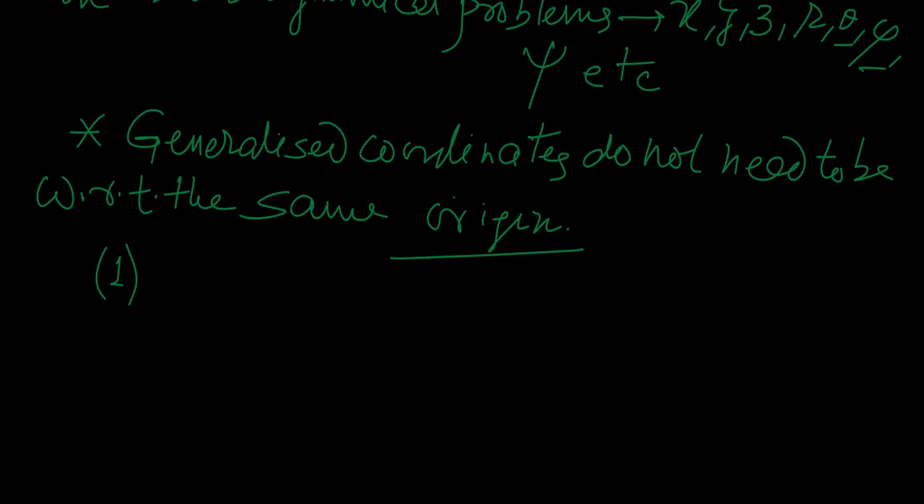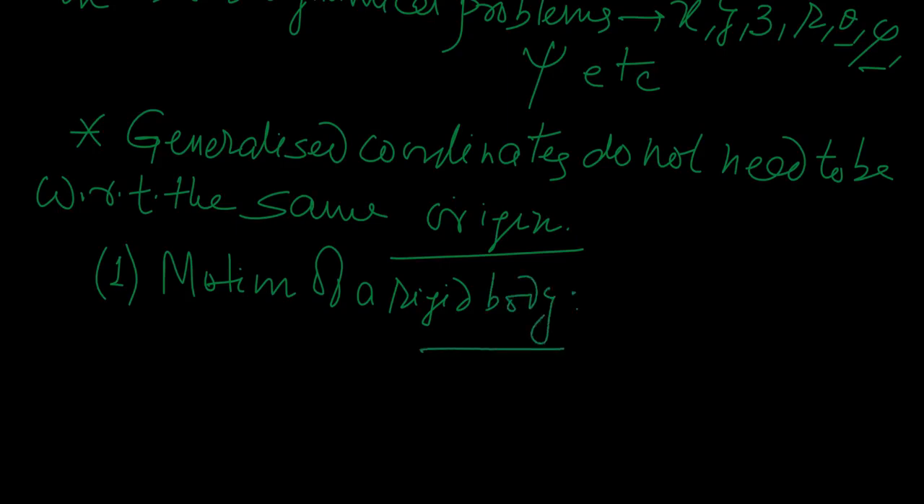First example is motion of a rigid body. As I have told earlier, when you say rigid body, what does it mean? A rigid body means a body in case of which the distance between any two particles or any two points does not change during its motion. Any type of motion, either translation or rotation, or a combination of translation and rotation, the distance between the two points remains fixed. Such a body is called a rigid body.